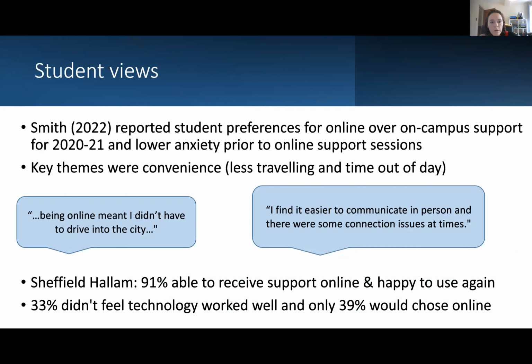Smith reported student preferences for online over on-campus support. But when you look at the breakdown of the qualitative stuff, this is predominantly because students are saying that they don't actually live in the city or they need to commute a long way. So again, it's that convenience thing coming out.